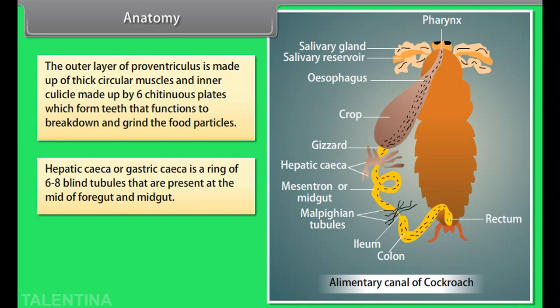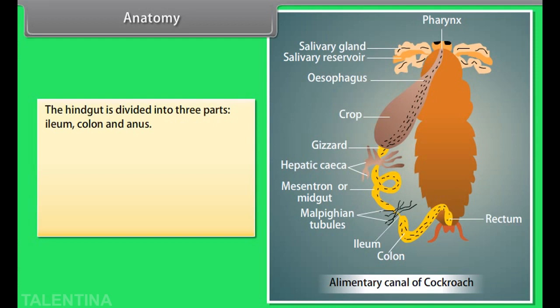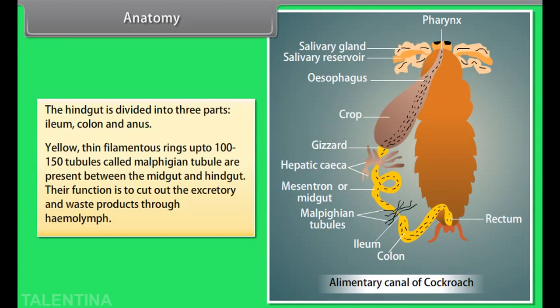Hepatic caecae or gastric caecae is a ring of 6 to 8 blind tubules present at the junction of foregut and midgut. The gastric caecae secrete digestive juices. The midgut and hindgut are long tubules with the hindgut wider than the midgut. The hindgut is divided into 3 parts: ileum, colon, and rectum. Yellow, thin filamentous rings of 100 to 150 tubules called Malpighian tubules are present between the midgut and hindgut. Their function is to remove the excretory and waste products through the hemolymph.